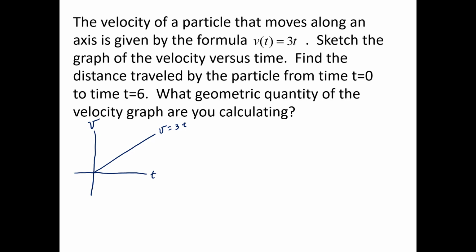And you're interested in finding the distance traveled by the particle from time t equals 0 to time t equals 6. So we're going from 0 to 6. Okay, now we cannot use the formula that we used last time, distance is equal to rate times time, because this formula only works for a constant rate, right? And so we don't have a constant rate. So what can we do?